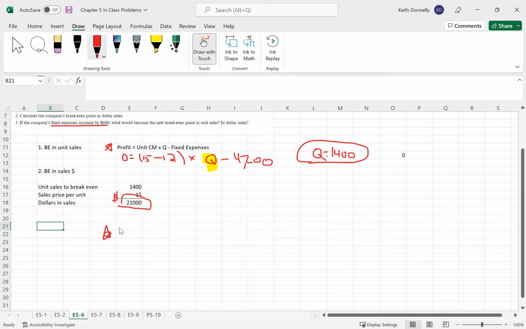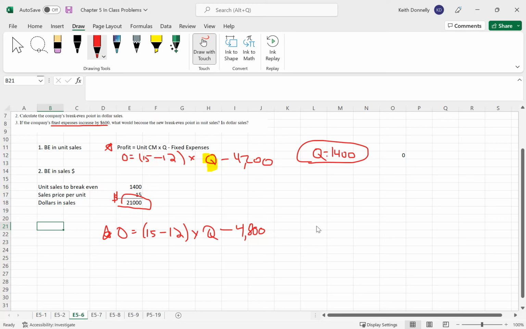So our profit, we're going to have $0. It's going to be, again, our 15 minus our 12 times the quantity minus, here it went up by 600, so it's going to be 4,800. Right, 42 plus 6 is 48.